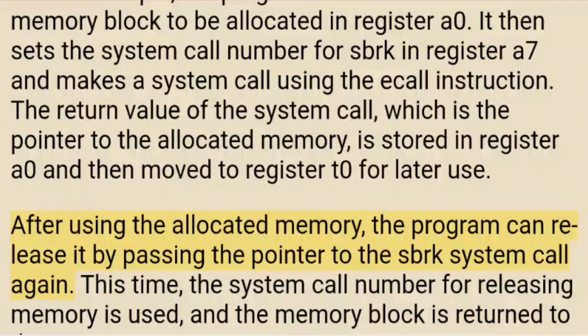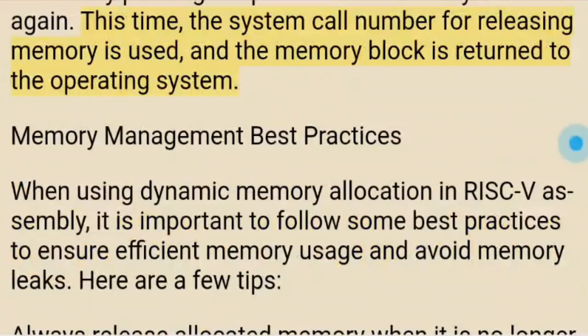After using the allocated memory, the program can release it by passing the pointer to the SBRK system call again. This time, the system call number for releasing memory is used, and the memory block is returned to the operating system.